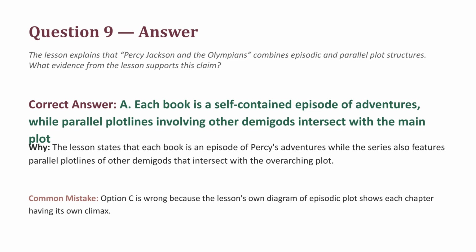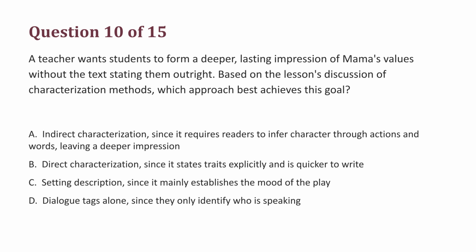Cognitive level. Analyzing. The correct answer to question 9 is A. Each book is a self-contained episode of adventures, while parallel plot lines involving other demigods intersect with the main plot. The lesson states that each book is an episode of Percy's adventures, while the series also features parallel plot lines of other demigods that intersect with the overarching plot. Option C is wrong because the lesson's own diagram of episodic plot shows each chapter having its own climax.